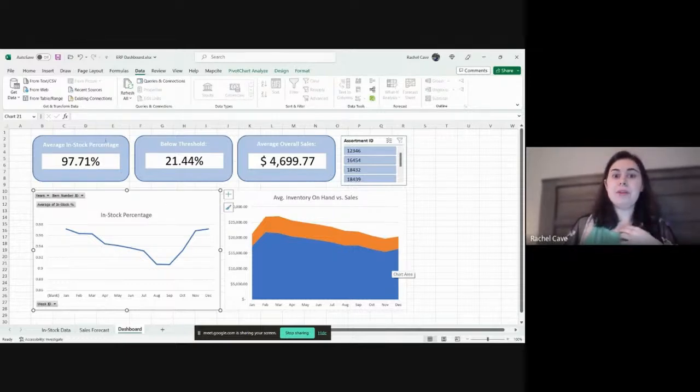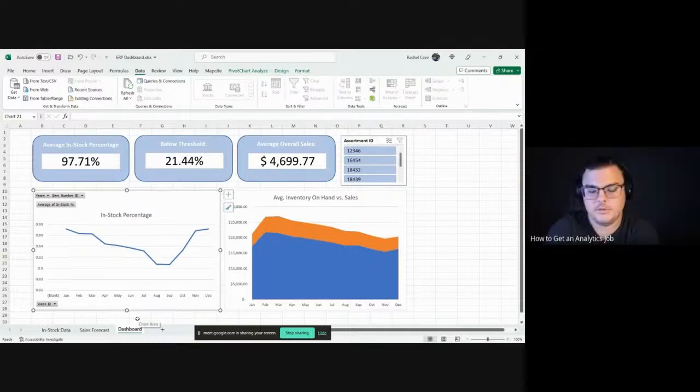And then I have a few KPI cards up at the top that advertise the average in-stock percentage for all 3 years of data. Same thing for the percentage of time we were below the 95% threshold for the in-stock percentage, and the average overall monthly sales across all 3 years, because those were the key KPIs relevant to the topics I chose to drill down on.